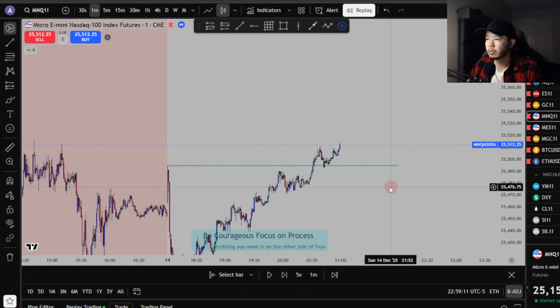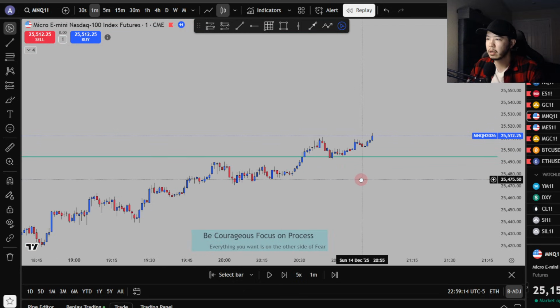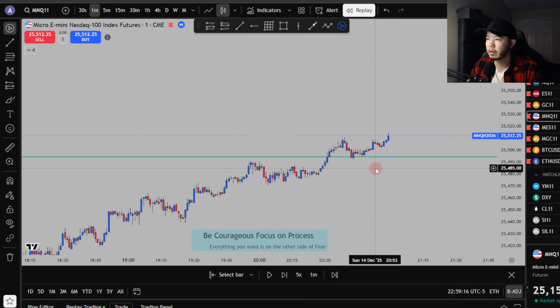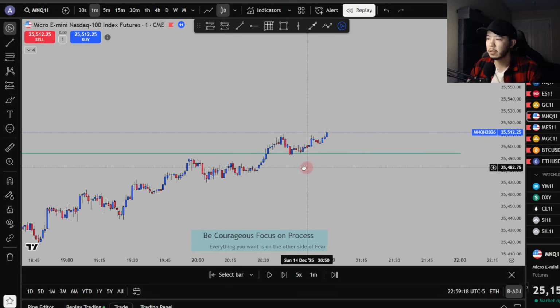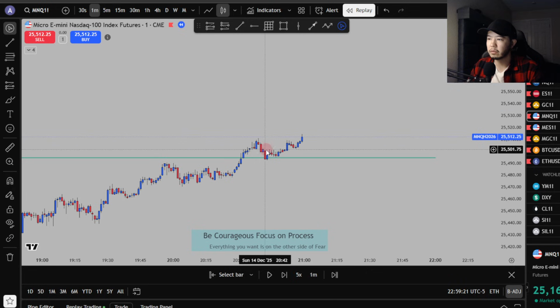I believe I almost took this trade, but I didn't. I think the reason why I didn't take this trade is because I was on gold last night. So yeah, you could have taken this trade, a quick trade.